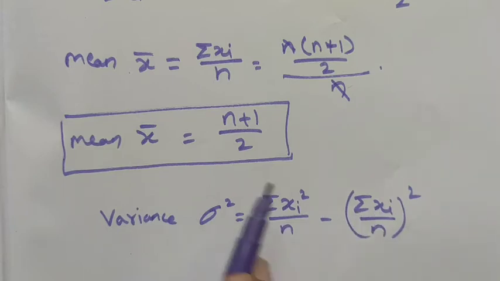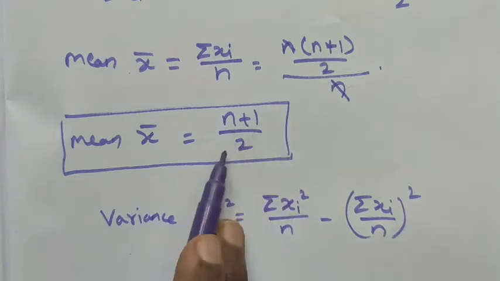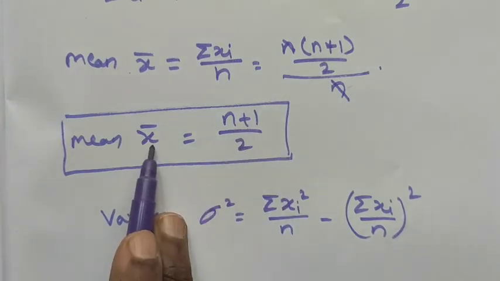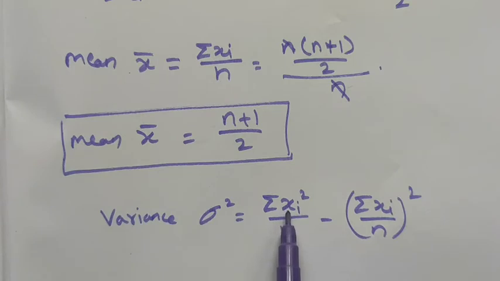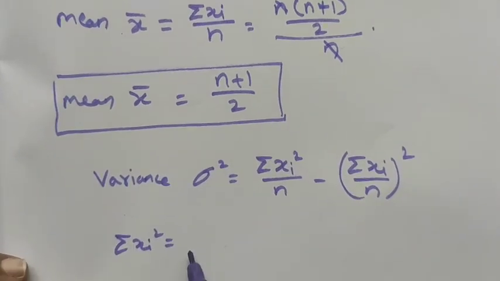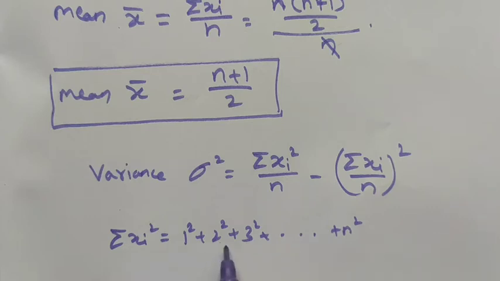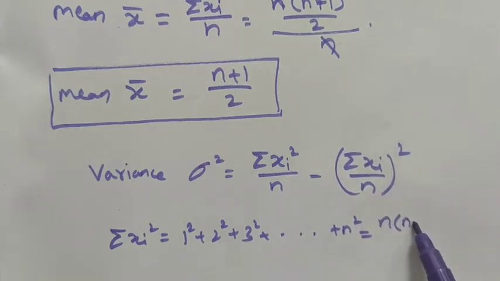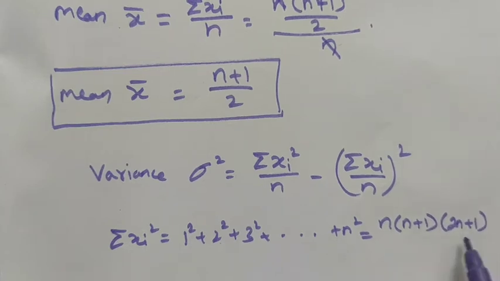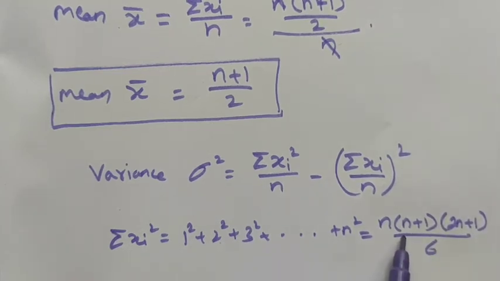Now summation xi divided by n, we have already found, is n plus 1 divided by 2. Now we want to find summation xi square. Xi square means each and every data should be squared, adding the terms up to n square. For this summation xi square, the sum of the squares of the natural numbers, we know the formula: n into n plus 1 into 2n plus 1 divided by 6.